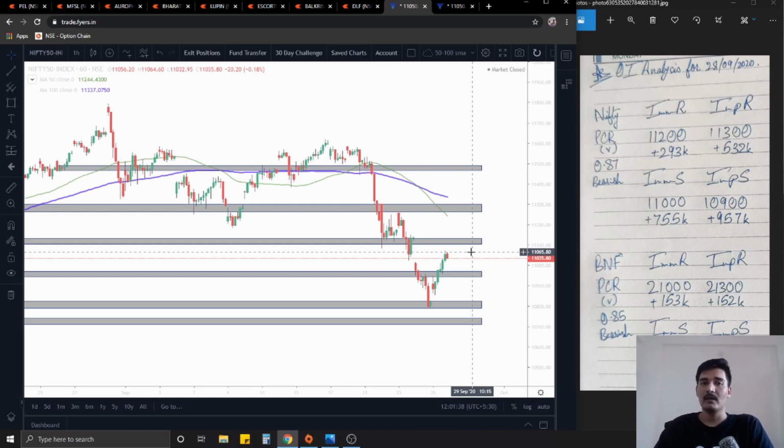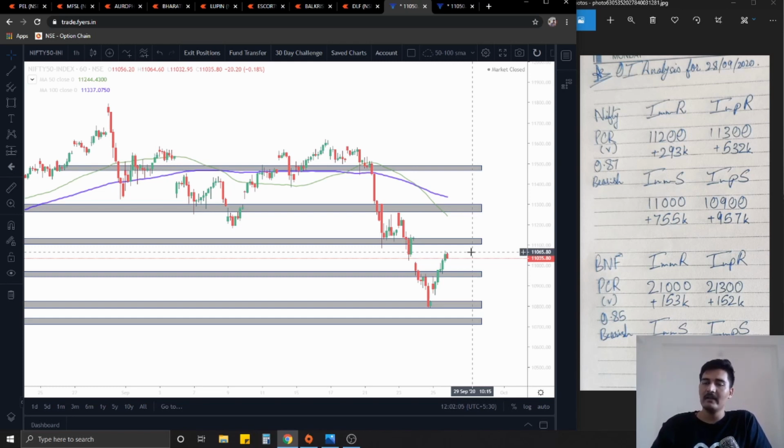Talking about the option chain, about the resistance and supports, we have immediate resistance at 11,200 with 293,000 added contracts. We have significant resistance at 11,300, coinciding with a zone, with 532,000 added contracts. And on the support side, we have immediate support at 11,000, as I said, with 755,000 added contracts. So a lot of contracts have been added there. And significant support at 10,900 with 957,000 added contracts.